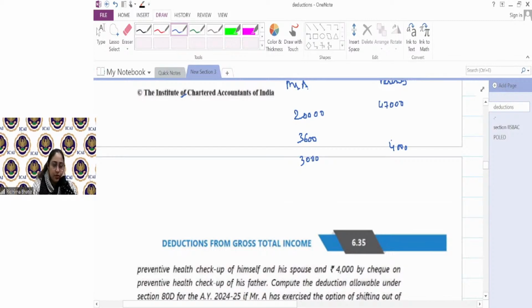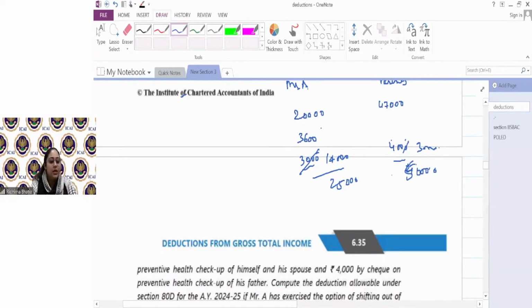But guys, there is a problem. I'll come to that. The total of both should not be more than 5,000. Compute the deduction. So this 3,000 will not be allowed, guys. Why? First, 20,000 is allowed, 3,600 is allowed, and at most 1,400 can be taken to make it 25,000. And here 47 and 4, here 4 will not be allowed. Here a maximum of 3 can be allowed to make it 50,000, because the father is a senior citizen.